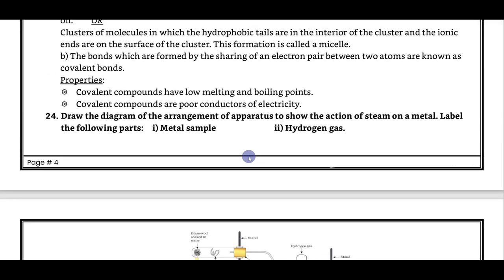Important remark, diagram: the action of steam on a metal.